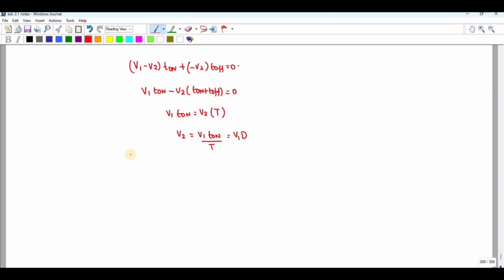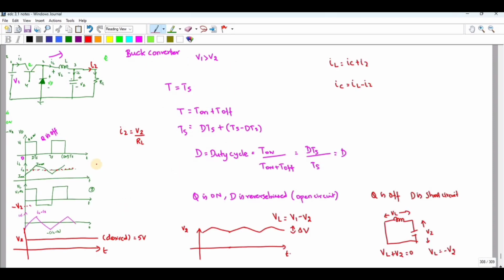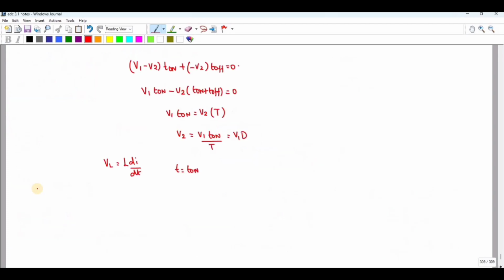So next I need to find the value of the inductance and capacitance. I can write VL is equal to L dI divided by dT. During the T on time, the value of VL is V1 minus V2. So V1 minus V2 is equal to L del I divided by T on, so T on is equal to L del I divided by (V1 minus V2).